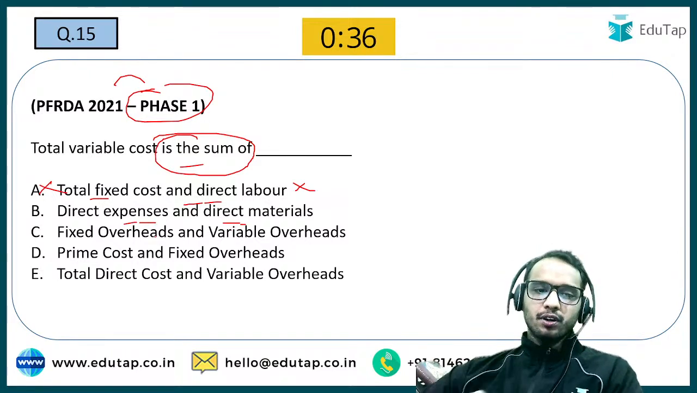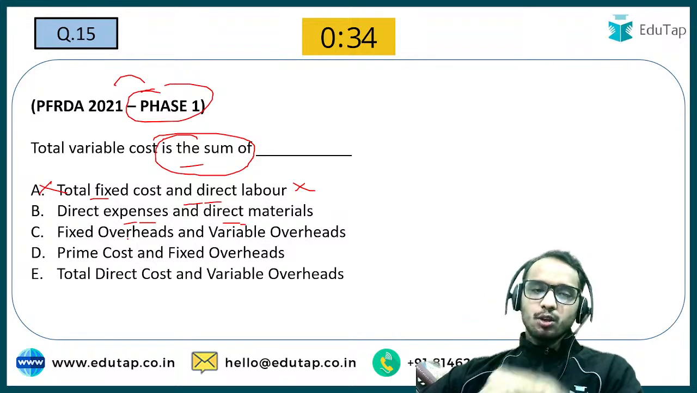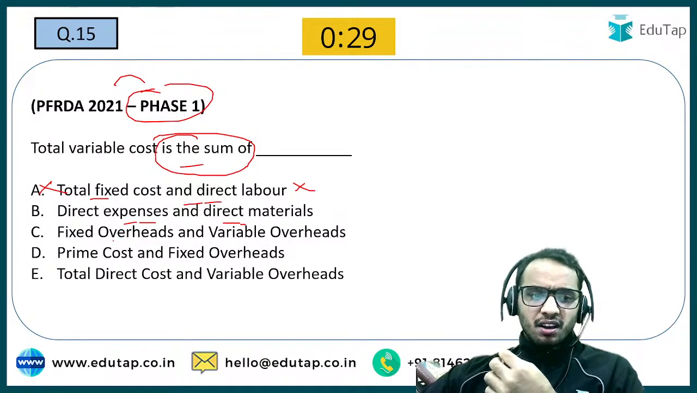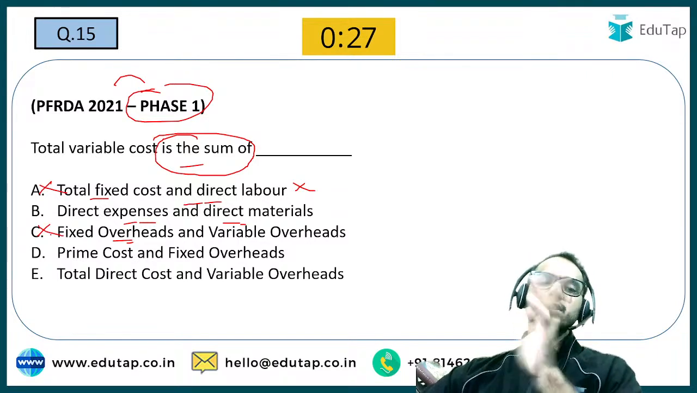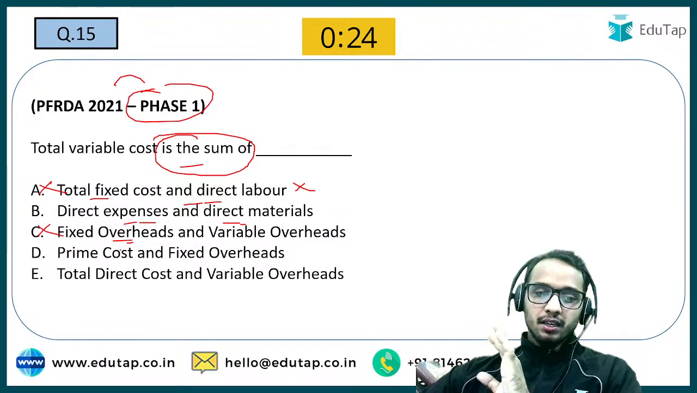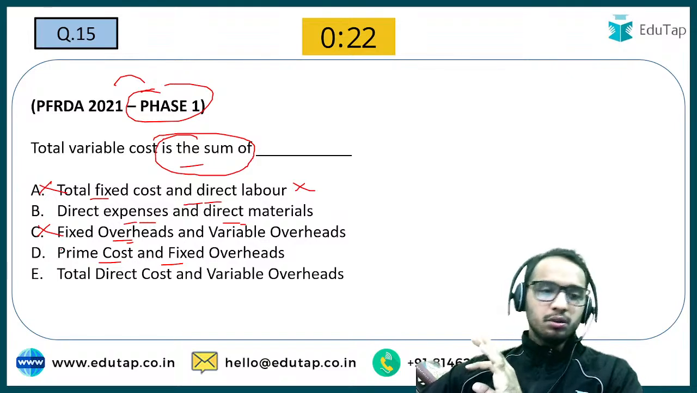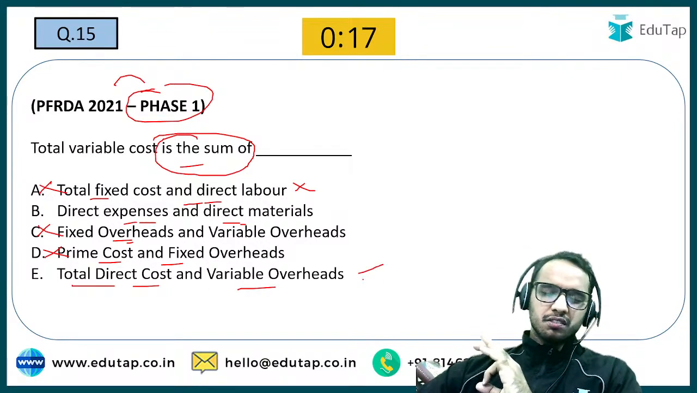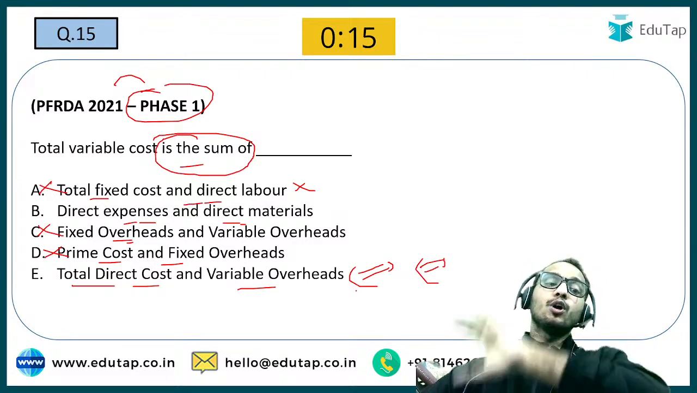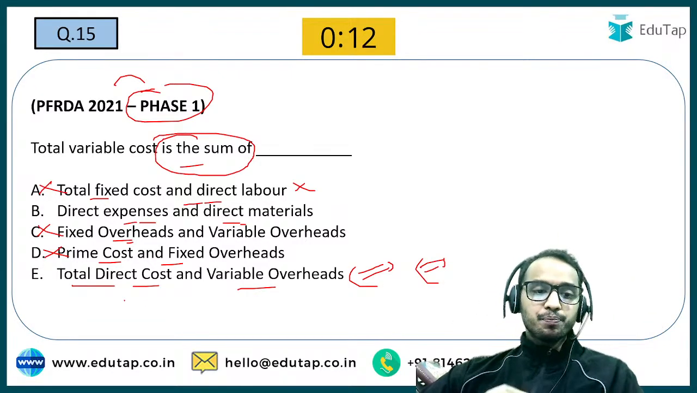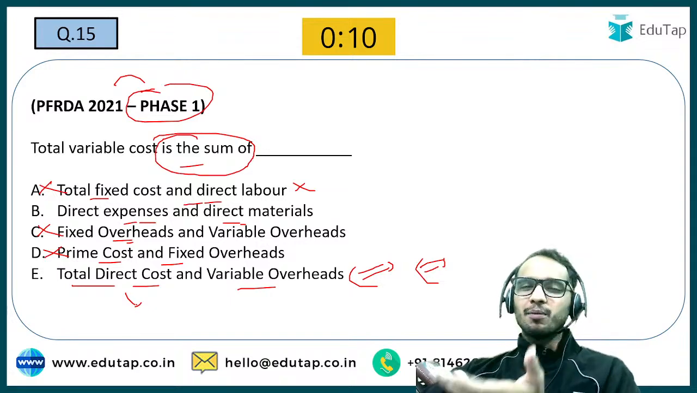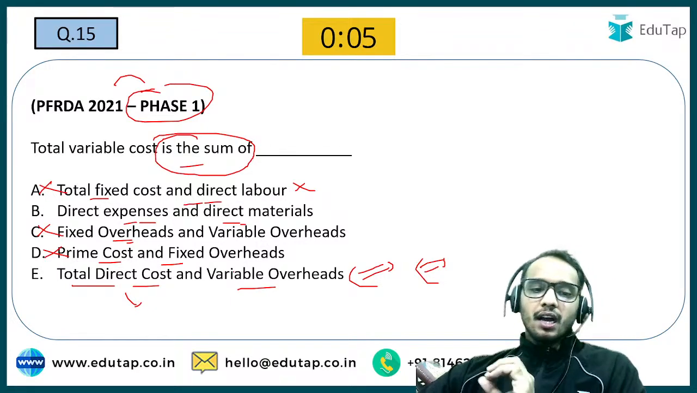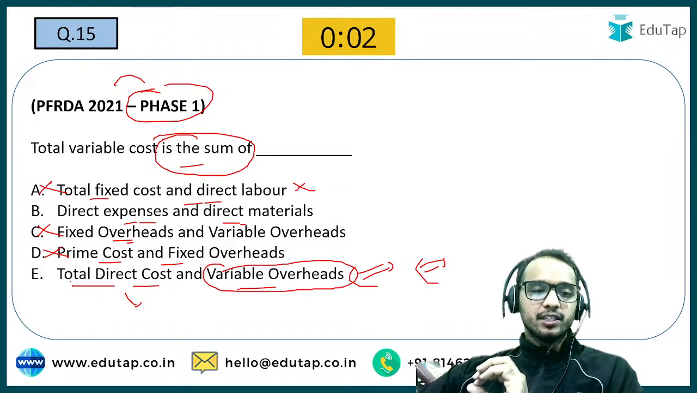Just leave this option for now. Let's read out the other options as well. You have to look at the most appropriate answer. Fixed overhead, no. Variable cost is not going to include your fixed overhead. Prime cost, fixed overhead, no, this will be eliminated. Total direct cost and variable overhead. This would be the most appropriate answer because all the direct costs, like direct material, direct expenses, direct labor, are typically your variable cost itself, and plus it is also adding your variable overhead. So option number E would be the answer.